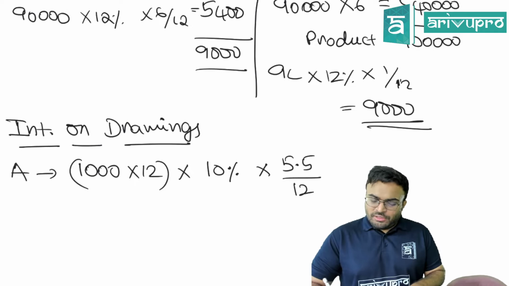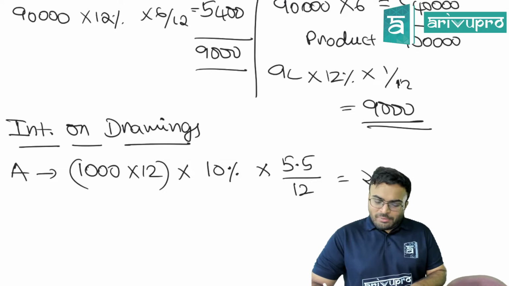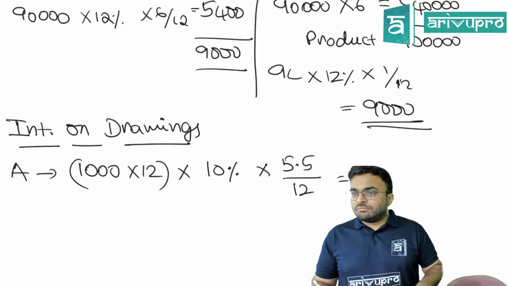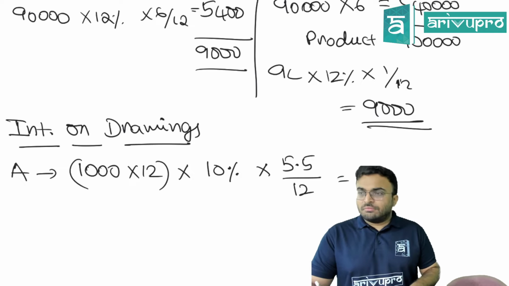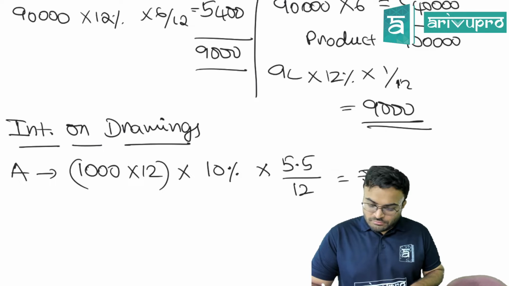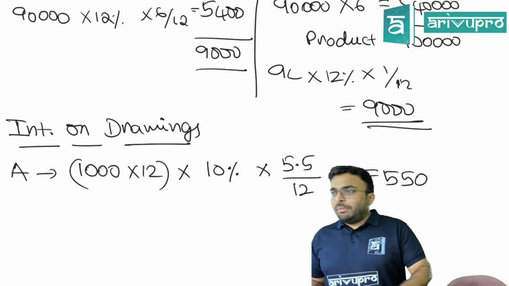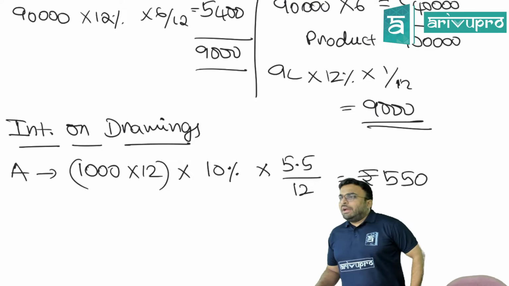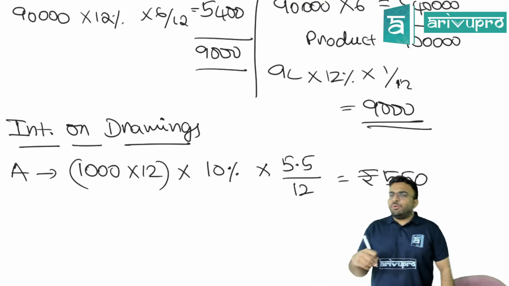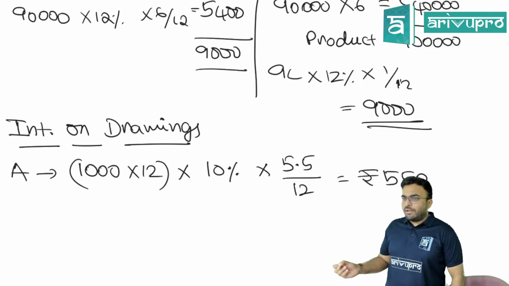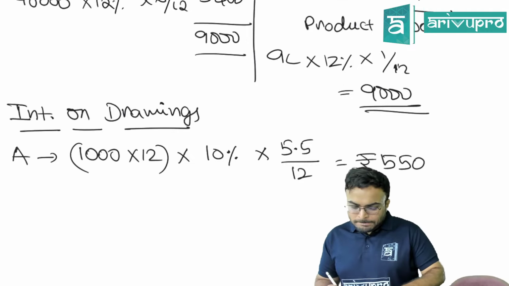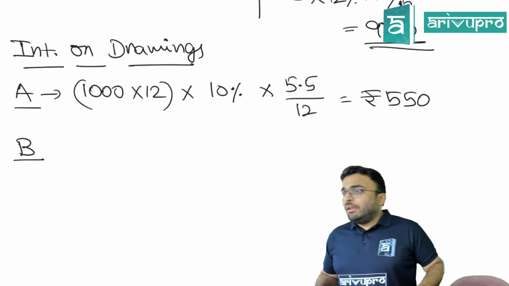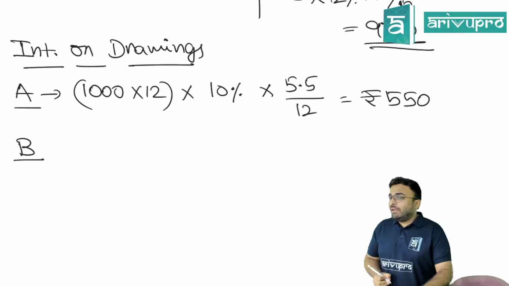End of the month, no. The formula, remember, is 5.5 divided by 12. Beginning of the month, end of the month, end of each month, so it is 5.5. If it was beginning, it would be 6.5. If it was middle, it would be 6 by 12. Clear? But can we use the same type of formula for B? Can we use it for B? No. Why?